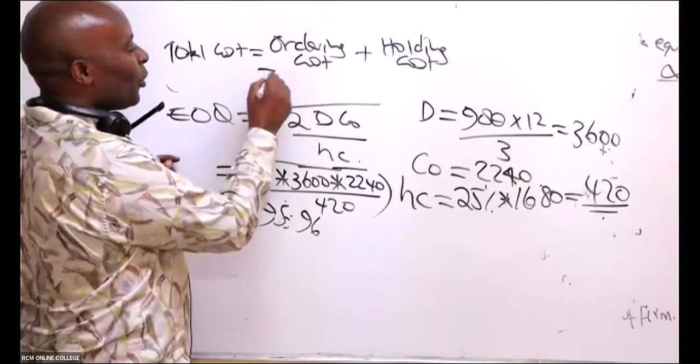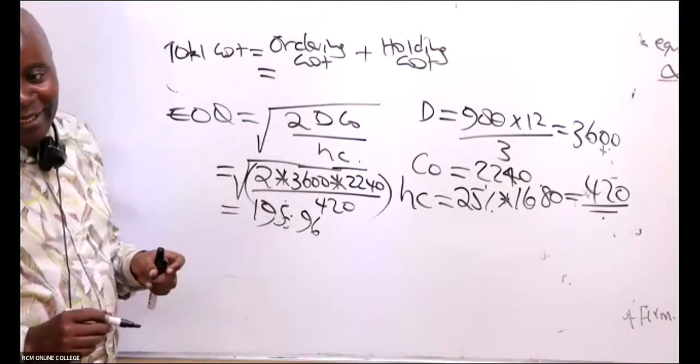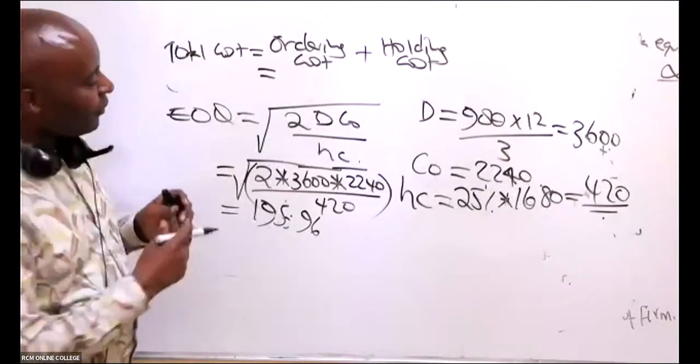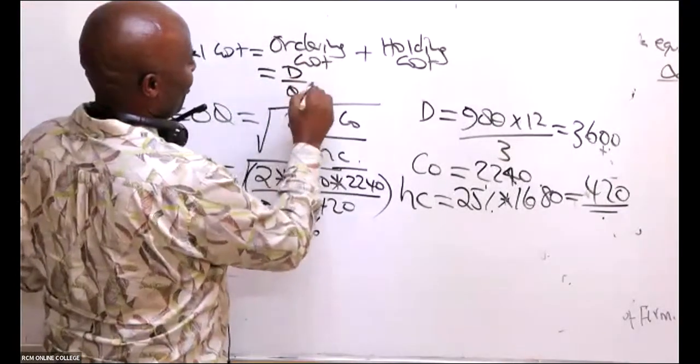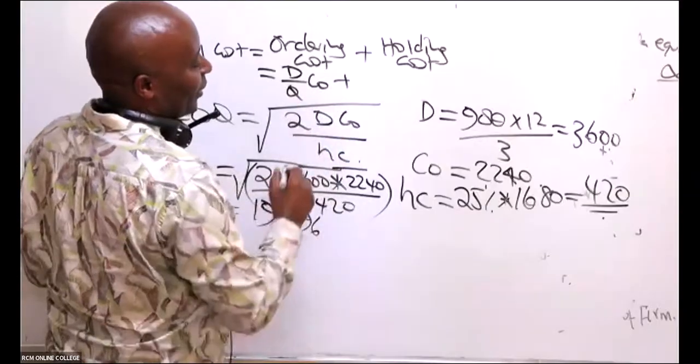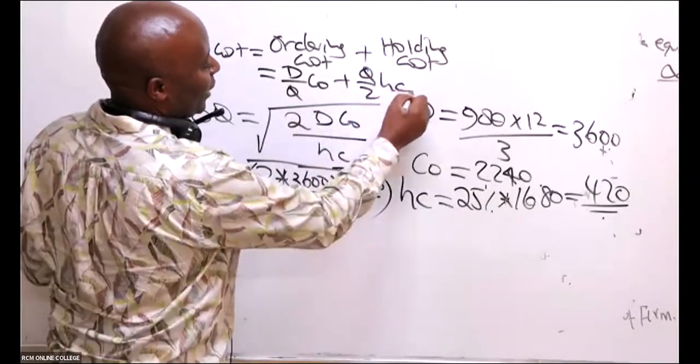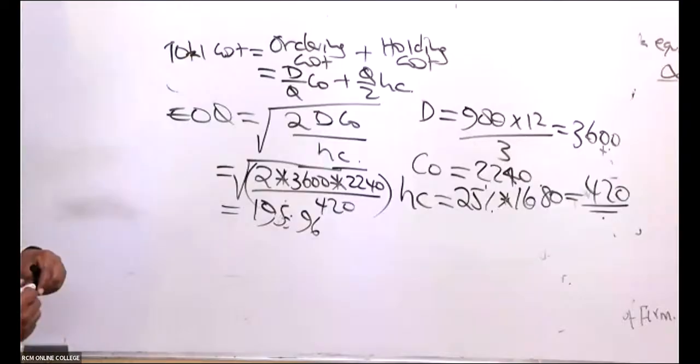But is there somebody who is able to remember the ordering cost formula? D over Q, CO, plus Q over 2, HC. Now you guys have everything. Please substitute and give me the final answer.